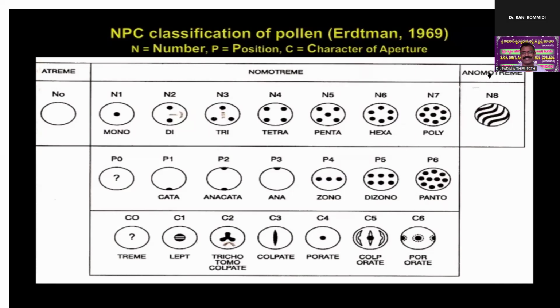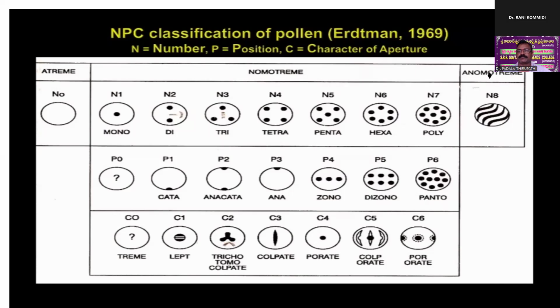The grain without aperture is named as atreme. So N0 is the atreme, the first box, first column. N0 is designated as no apertures, and that is the atreme.